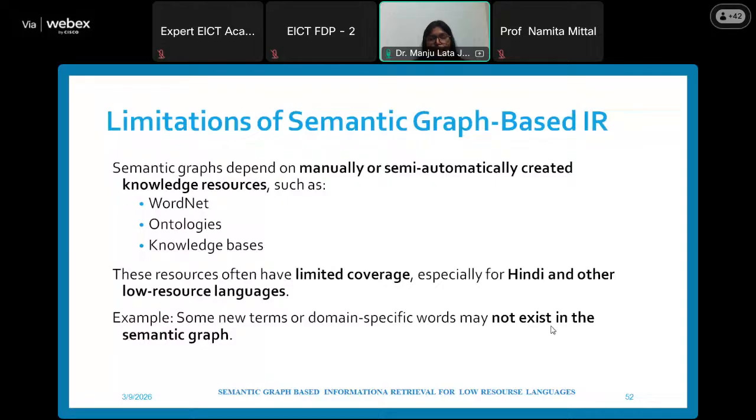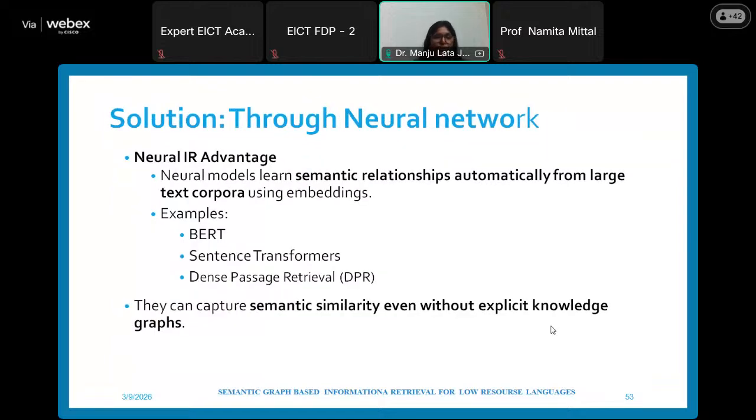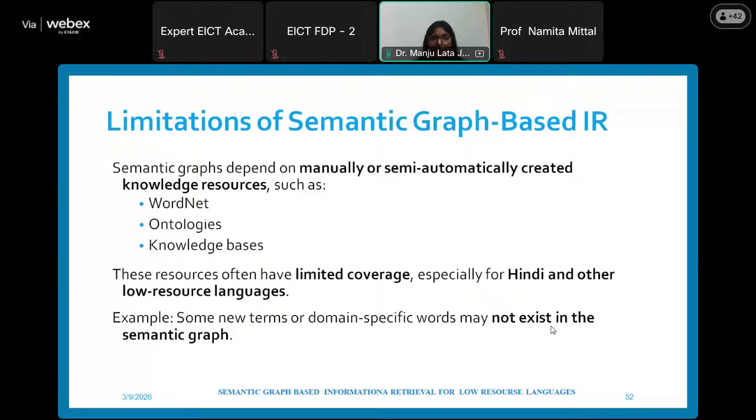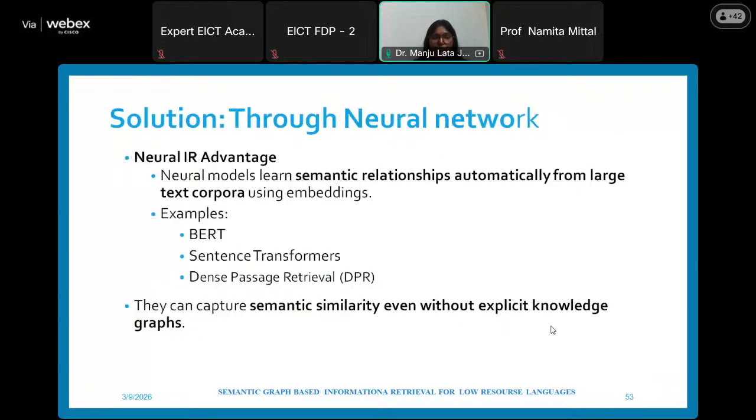For example, I told you about physician and doctor. It might be in WordNet, but not related at all. Physician and doctor, are these related? We have to check. Solution through neural networks: how do we overcome the limitations which we discussed here?